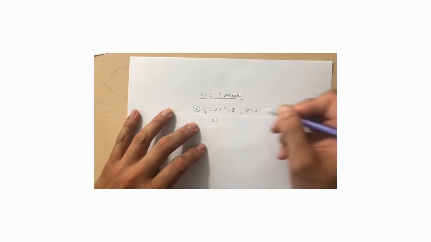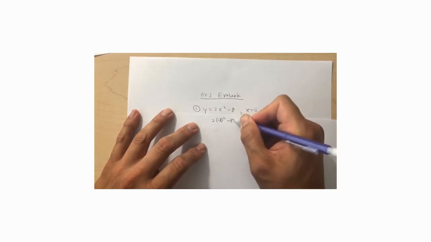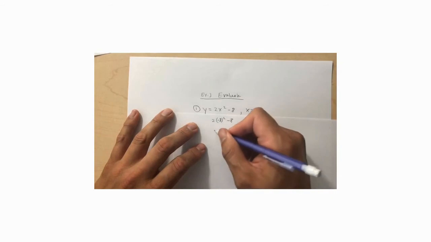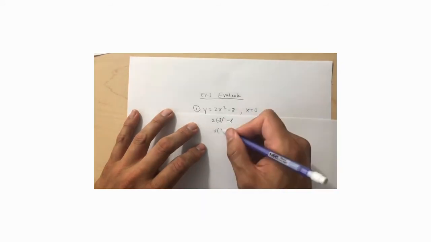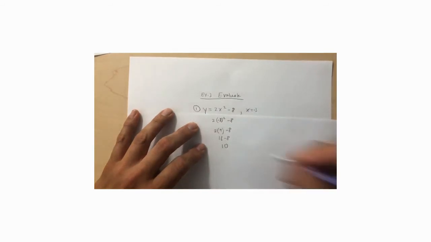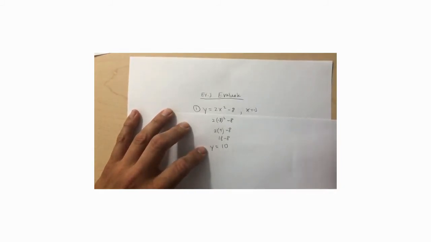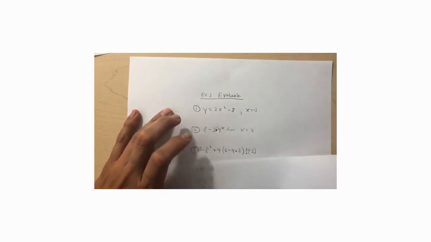So 2, and I'm going to use a parenthesis, negative 3 to the second power minus 8. Again, negative 3 times negative 3 is 9. I'm going to use a parenthesis again. It's still multiplying, so it's 2 times 9 minus 8. That gives you 18 minus 8. The answer is 10. Now, if you want to write y is equal to 10, so you plug in negative 3, you get y as 10. All right. Let's move on to number 2.